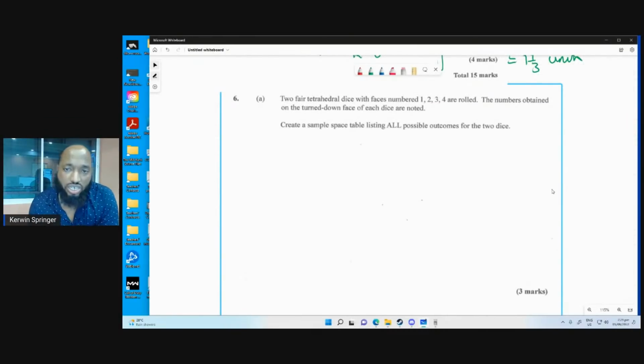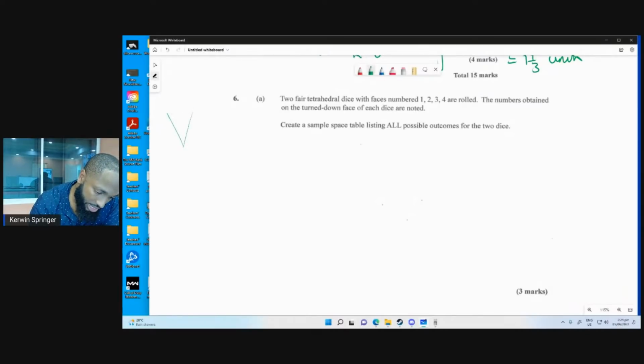2 fair tetrahedral dice with faces numbered 1, 2, 3, 4. Tetrahedral dice. The dice have 4 faces on them. I feel I know how the dice look.